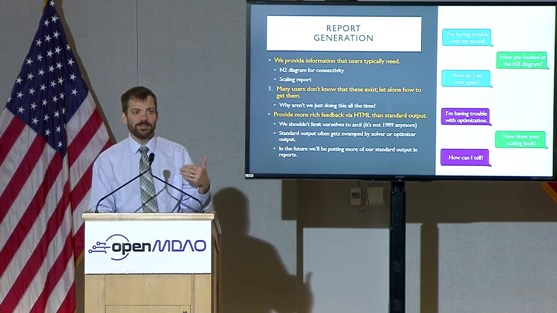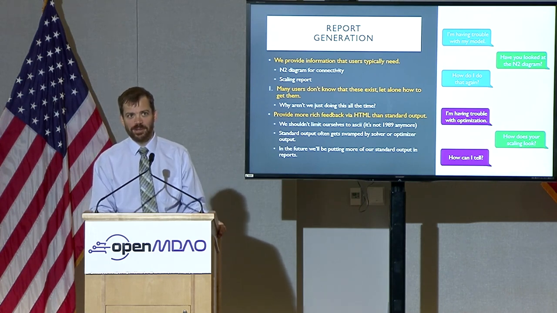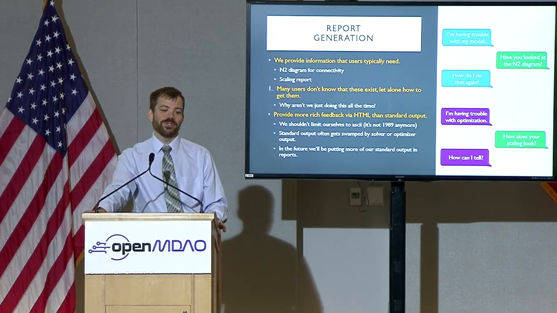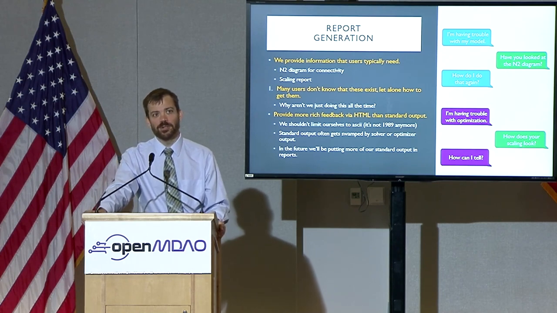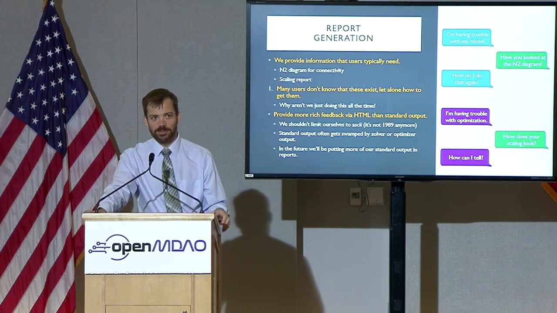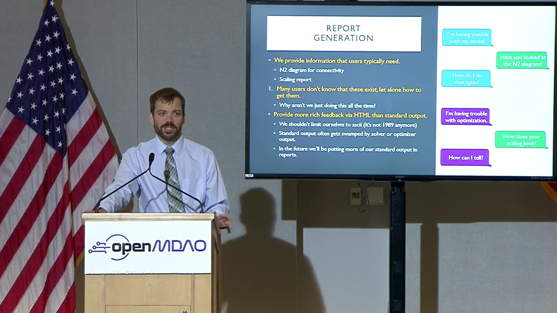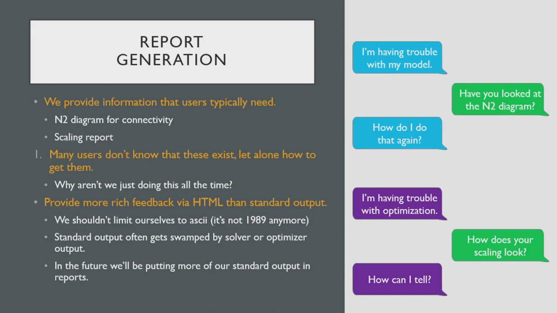So I think the real idea behind these is that, by default, I would prefer that users, especially naive users, got that information for free, more or less. It's really cheap to generate the N2 report. It's really cheap to generate the scaling report. We should just be doing it by default unless somebody tells us not to.